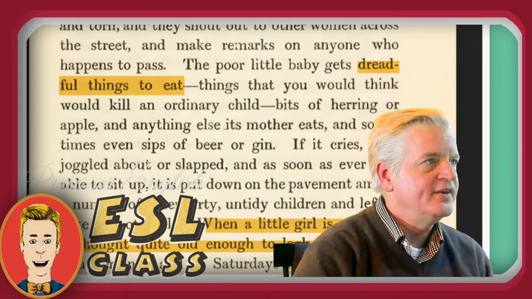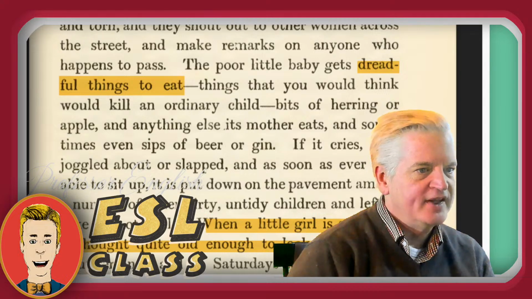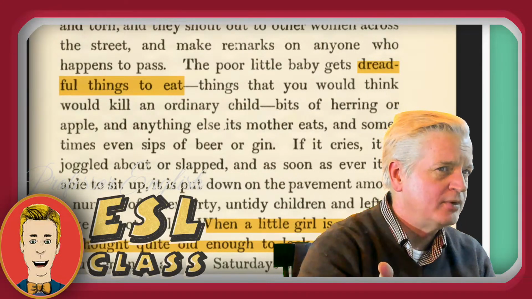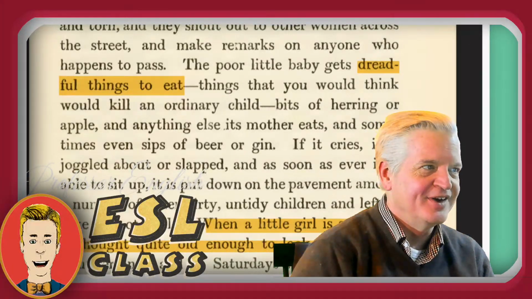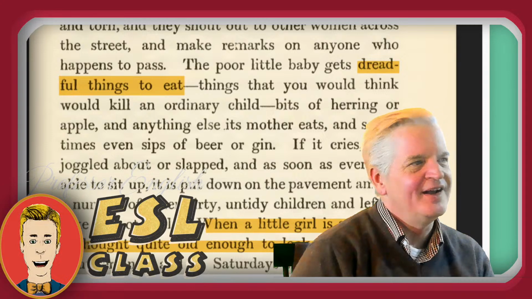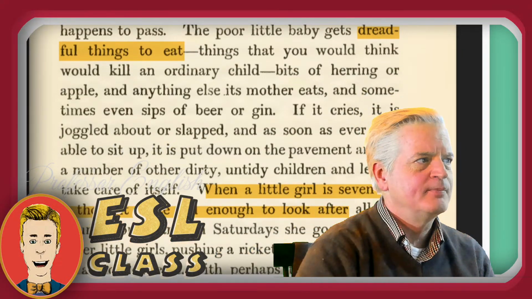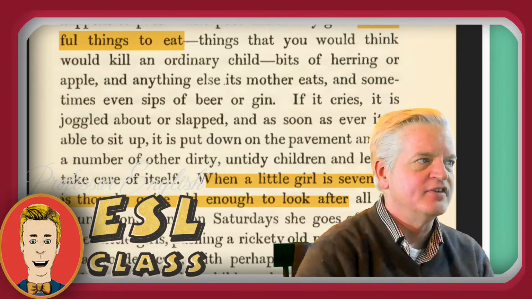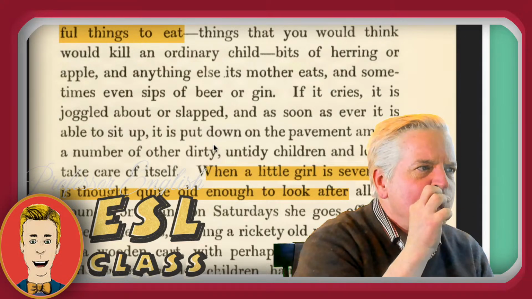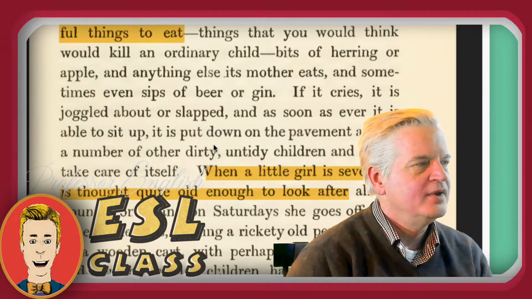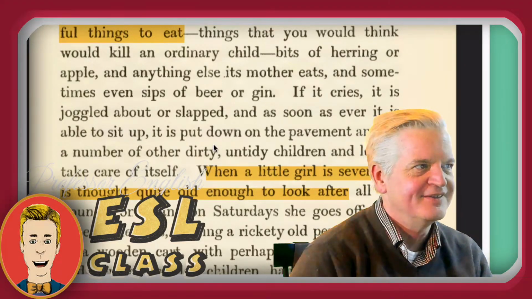All right, so in the story here, the little baby gets dreadful things to eat. So they give the little baby horrible food to eat. Things that you would think could kill an ordinary child. Bits of herring, which is a type of fish, or apple, or anything else its mother eats. And sometimes even sips of beer or gin. This word sip means like a little drink. That's sipping. So a little sip of beer or gin. So they give the baby beer and gin.